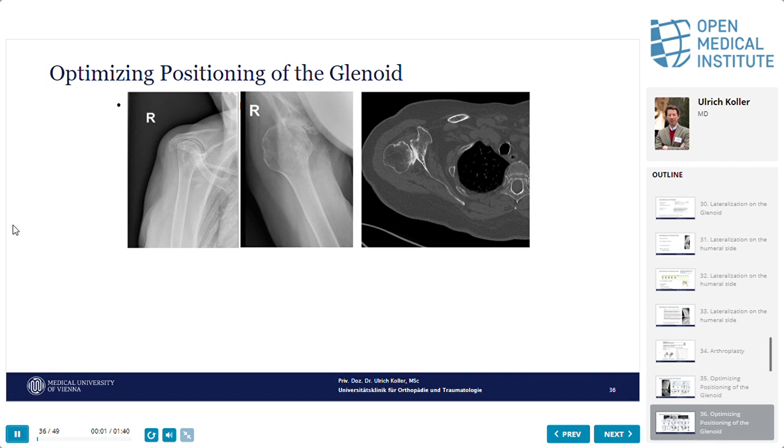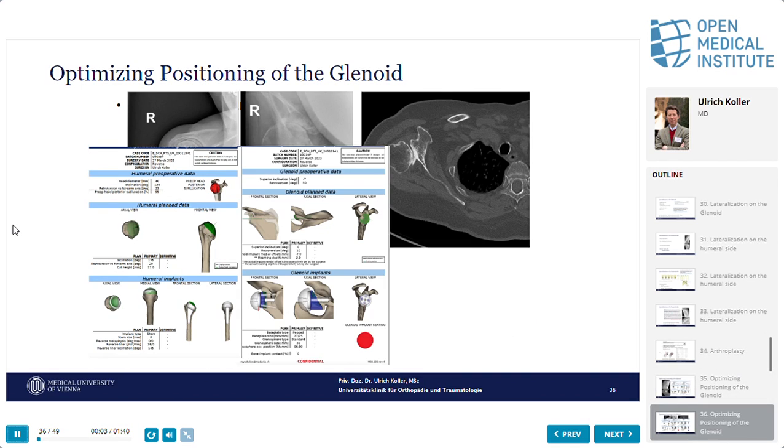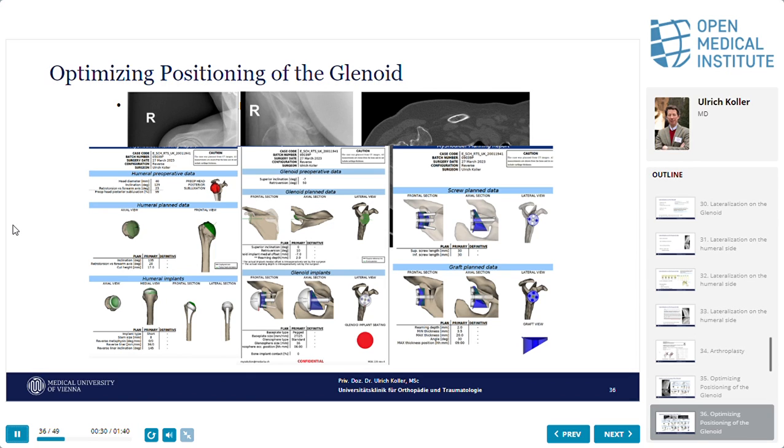So what kind of possibilities do we have? At the beginning we use this protocol, and we know, okay, we want to have some lateralization on the glenoid side, so we need some bone block. We can use that from the humeral side. Here we just take a block from the humeral side, and this is our plan, where we know that we are properly in the vault of the glenoid.